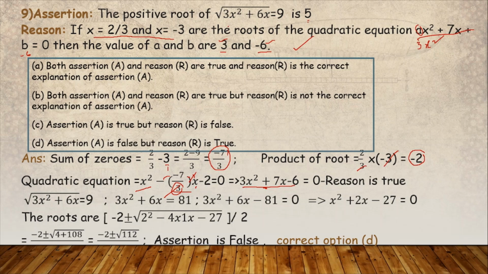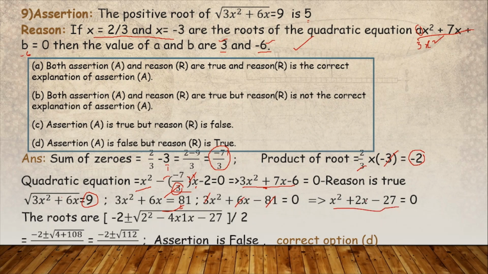Now they are telling the positive root of this equation. As the given term is under a square root, I square it on both sides. I am getting 3x square plus 6x equal to 9 squared, which is 81; 9 nines are 81. Transpose everything to one side and you will get a quadratic equation. Divide all the terms by 3 and you'll get this equation.